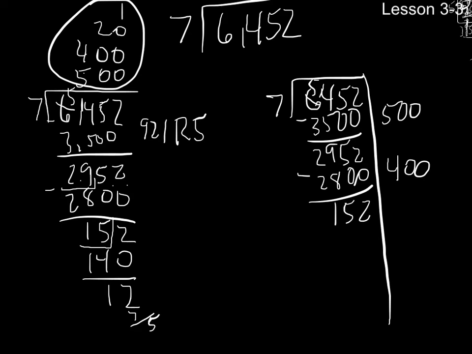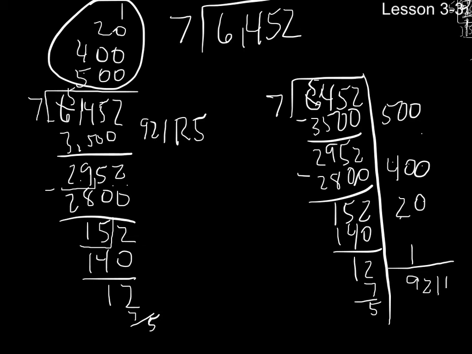7 can go into 152 20 times, because I know 7 times 20 is 140, and the number we're at is 152, so we're close. Gives me 12 left over, and 7 can go into 12 just one time. 1 times 7 is 7, subtract, you get 5, so that will be your remainder. If you want to add all this up here, 0 plus 0 plus 0 plus 1, 0 plus 0 plus 2, 5 plus 4 is 9, the remainder of 5. Same answer on both of them.